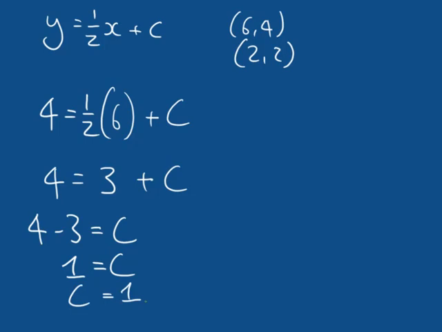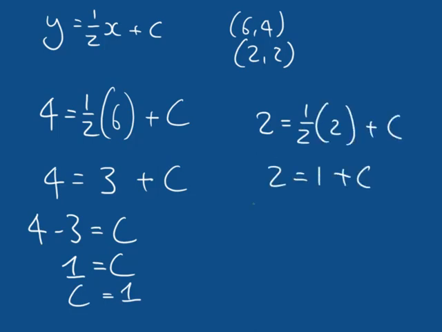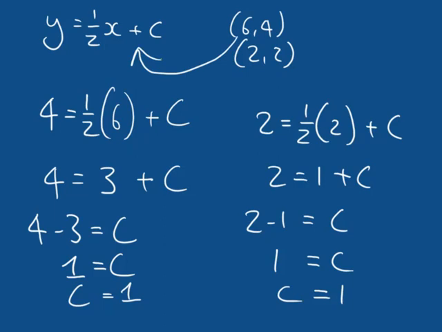And we can double check this by using the other point's coordinates in the exact same manner. So in this case, 2 is equal to a half of 2 plus c. So 2 is equal to 1 plus c. Rearranging this, 2 minus 1 is equal to c. Therefore, 1 is equal to c. c is equal to 1. So by using one of our points that we know lies on the line, we can substitute its coordinate values into our equation, and we can use that to determine the value of c.